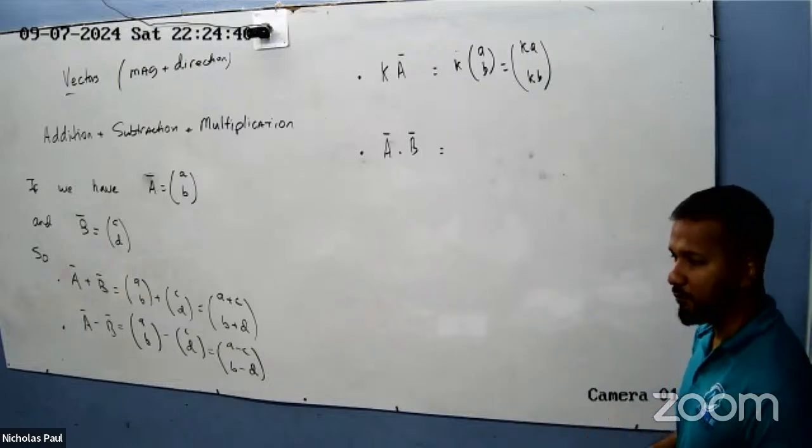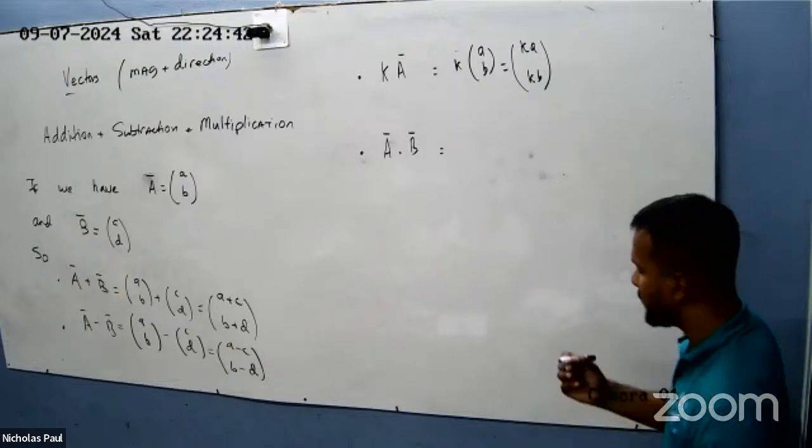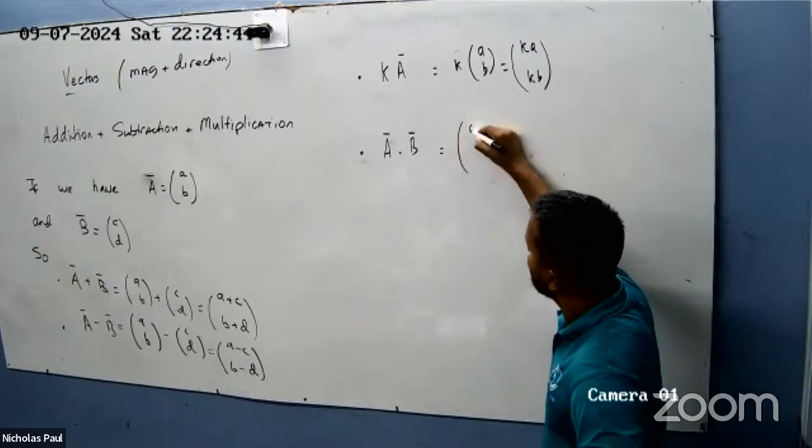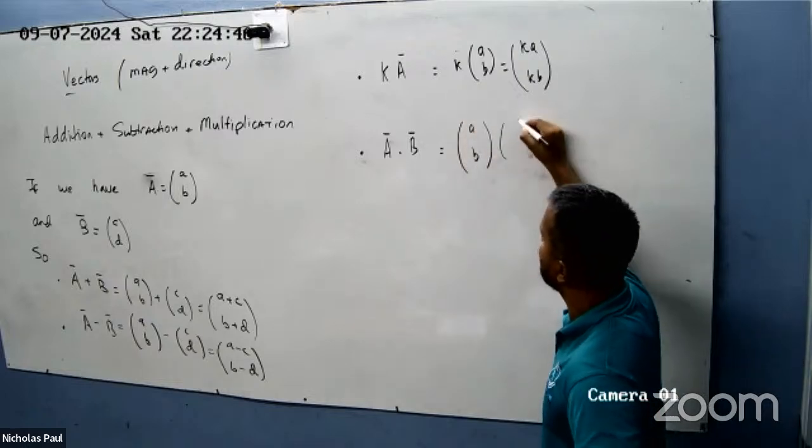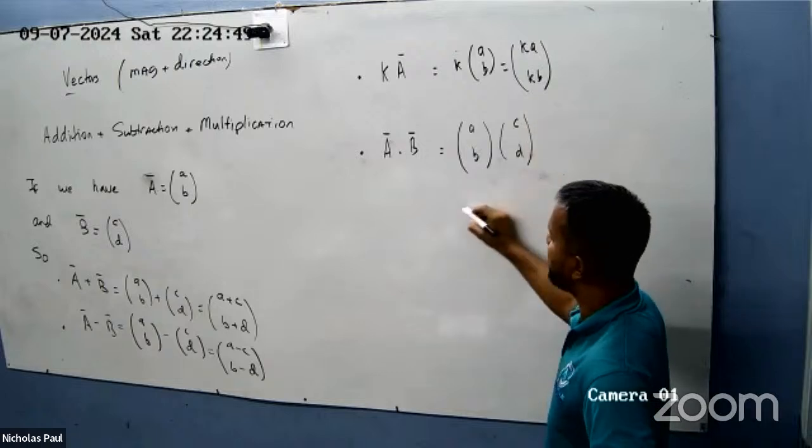Here's how we do it, real simple. Here's AB, here's CD. The trick is just to remember all of this.